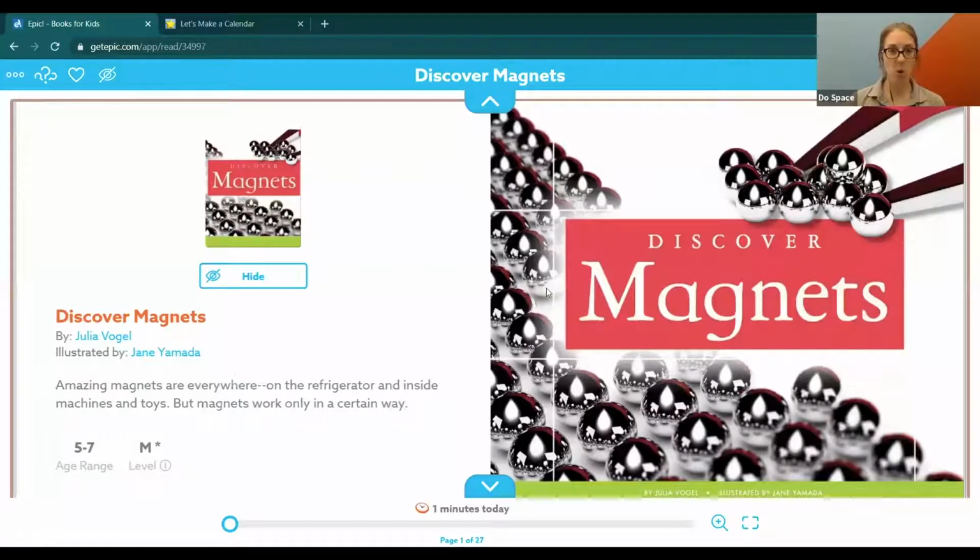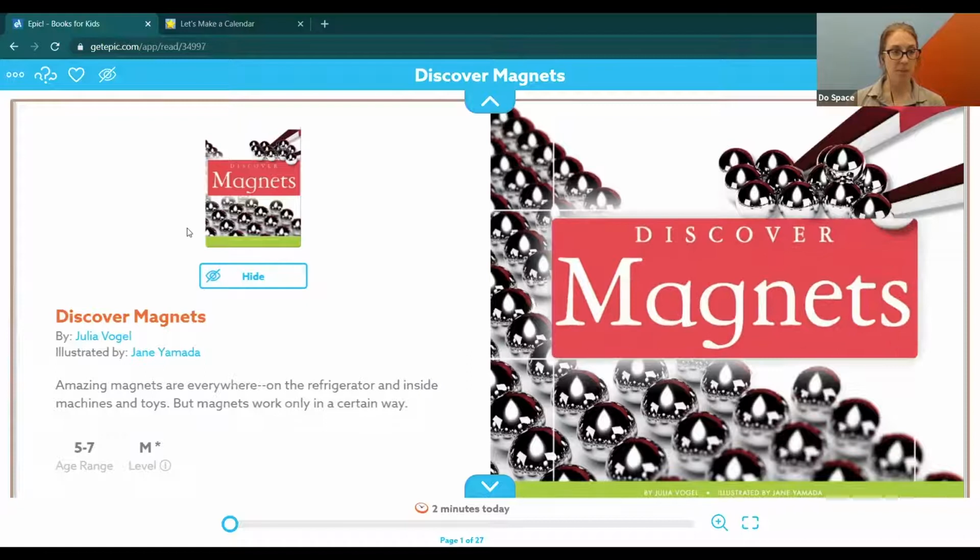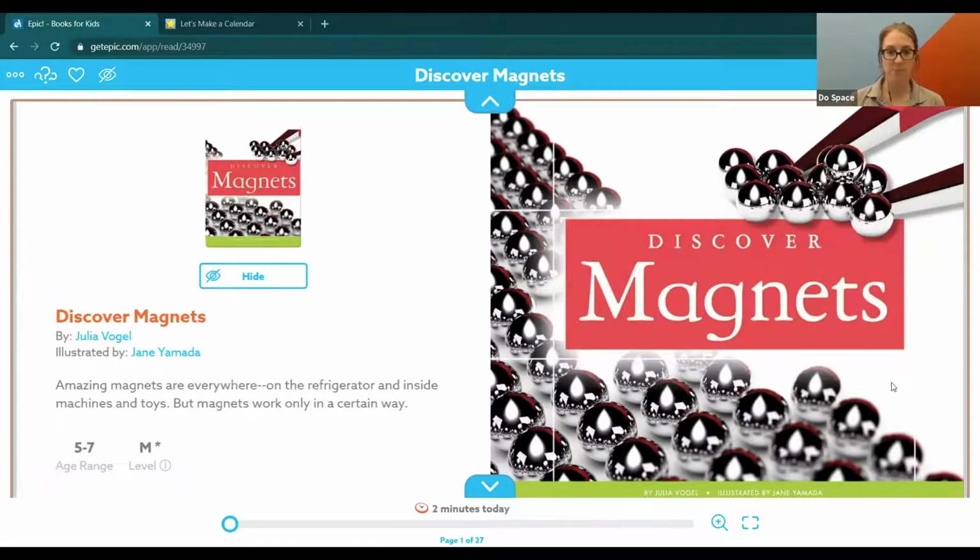And I'm hoping you can see my book. I'm at Epic Books, and we are going to be reading a little bit, not all of this book. It's called Discover Magnets by Julia Vogel. And we are going to see how magnets work in a certain way.